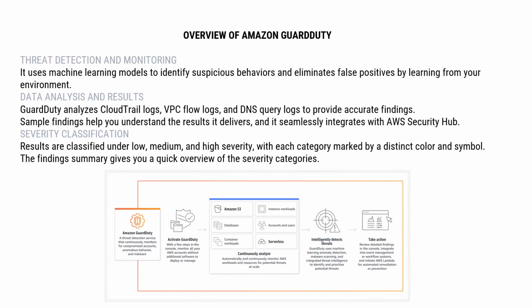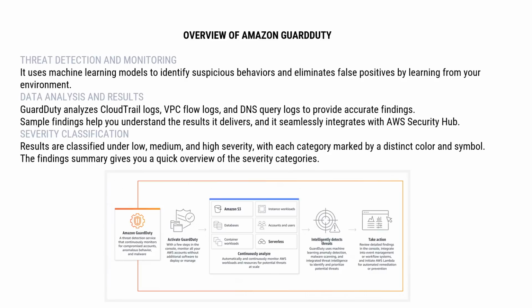Protect your AWS accounts. Looking for a reliable way to monitor and protect your AWS accounts and workloads? Amazon GuardDuty is a solution. It uses machine learning models to identify suspicious behaviors and eliminates false positives by learning from your environment. GuardDuty analyzes CloudTrail logs, VPC flow logs, and DNS query logs to provide accurate findings. Sample findings help you understand the results it delivers, and it seamlessly integrates with AWS Security Hub.